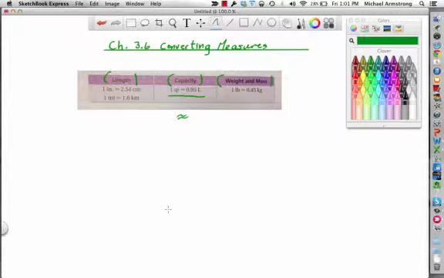It says we need to convert 5 liters to quarts. So we're going to take 5 liters and we're going to change it to quarts. That makes sense? Okay, so we have to set this up. We're going to multiply by a factor of 1. So you're always going to multiply by 1.